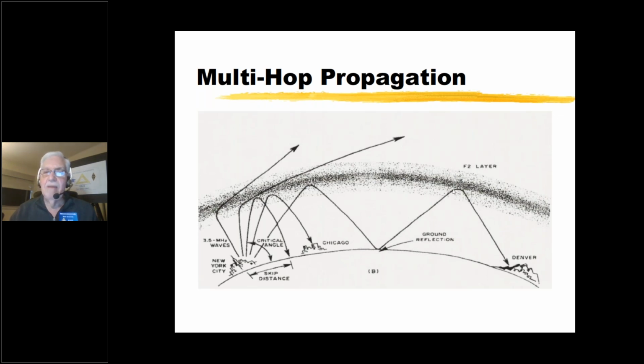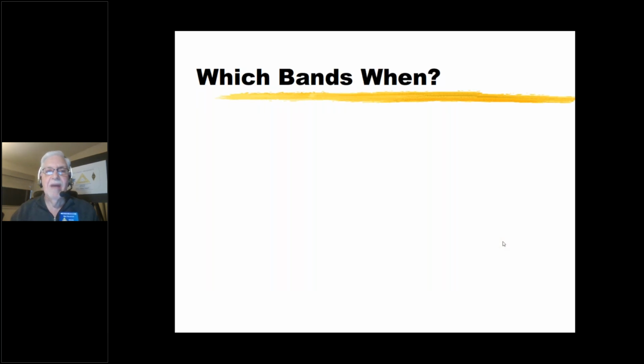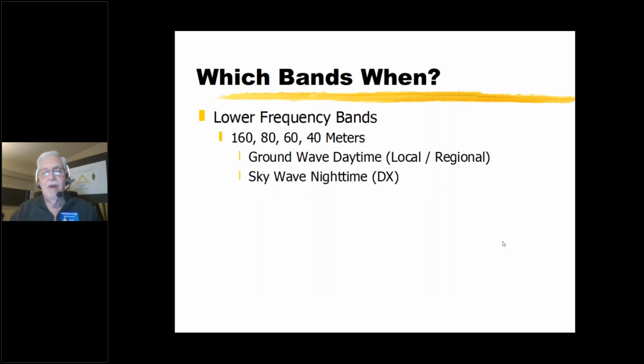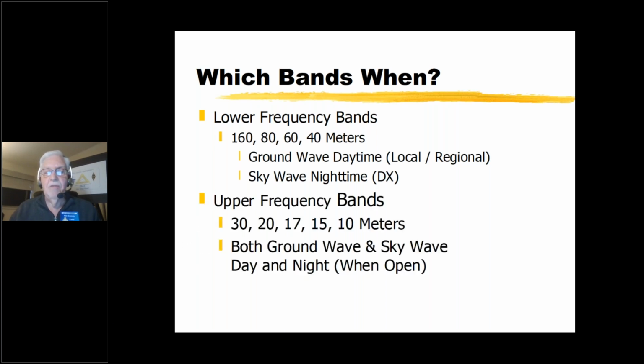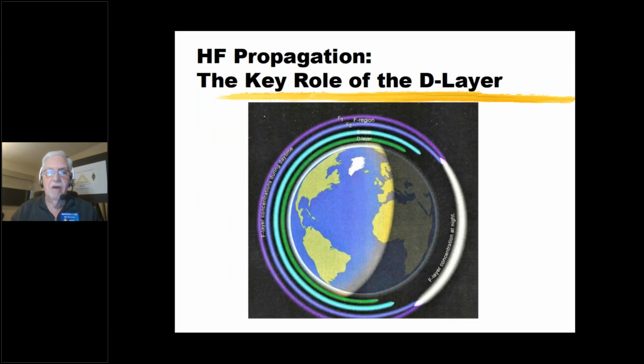And every time it enters the ionosphere, you get a little bit of a loss as it's refracted back down to the Earth. So this raises the question of which bands when, because of this propagation. Again, the lower frequency bands tend to be ground wave in the daytime for local regional communication, skywave at night for DX, and the upper frequency bands are the converse of that, both ground wave and skywave day and night when the bands are open.